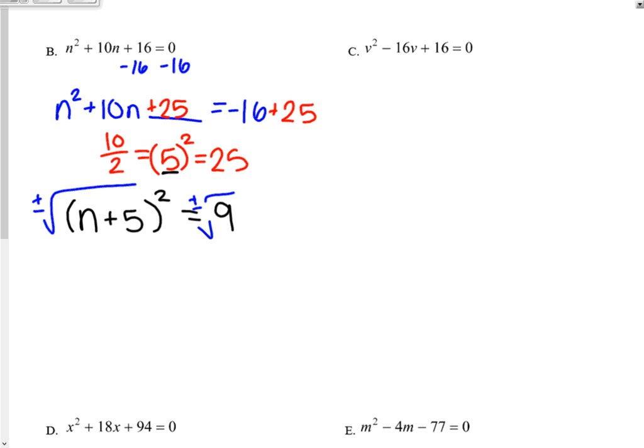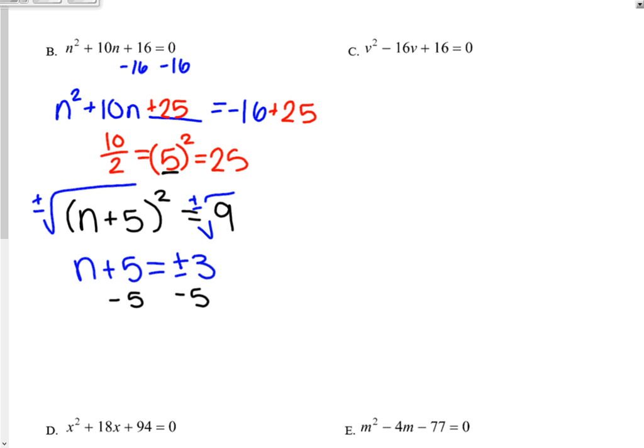On the left-hand side, the square root cancels out my square. So I have n plus 5 equals, the square root of 9 is 3 since it's a perfect square, so I have plus or minus 3. Last but not least, I need to subtract 5 over.